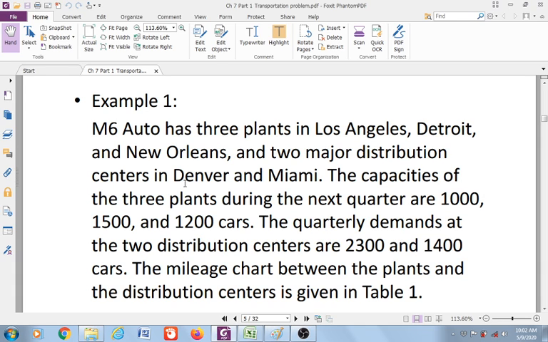Okay, let's see example number 1. So M6 Auto has 3 plants in LA, Detroit, and New Orleans, and 2 major distribution centers in Denver and Miami. The capacities of the 3 plants during the next quarter are 1,000, 1,500, and 1,200 cars. The quarterly demands at the 2 distribution centers are 2,300 and 1,400 cars. The mileage between the plants and the distribution centers is given in table 1.